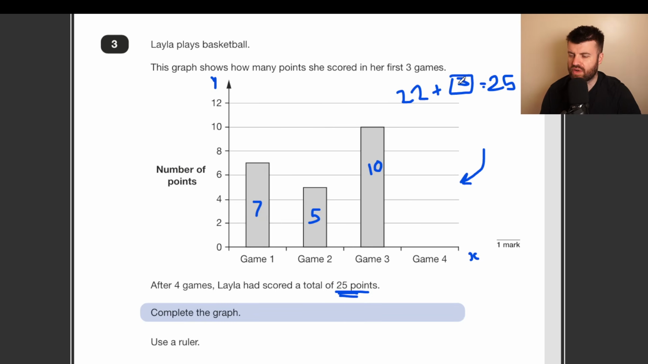Well, hopefully that's quite straightforward. It's 3. But the question wants you to complete the graph. It doesn't want you to write down 3. If you wrote this down, you're just setting yourself up to get the answer marked incorrectly by the marker. We want it to be 3 as the answer. So we go over to our y-axis between 2 and 4.